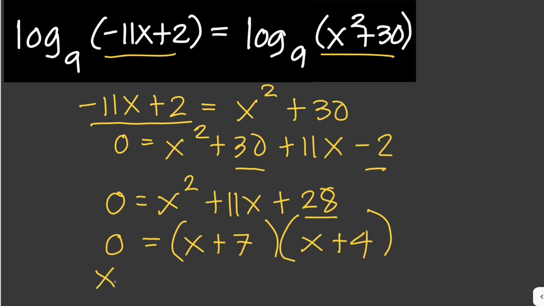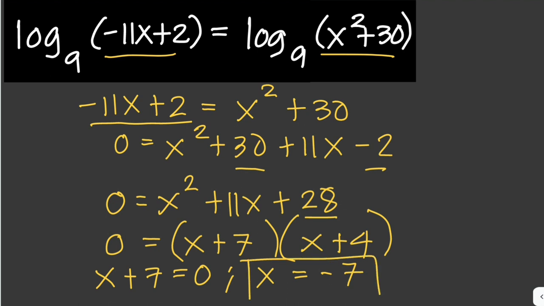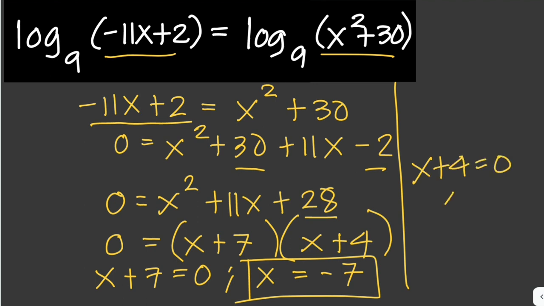So we equate each of the factors to 0. So we get the value of x. So that is x plus 7 equals 0, x equals -7, and the other one is x plus 4 equals 0, x equals -4. Therefore, the values of x here are -4 and -7.